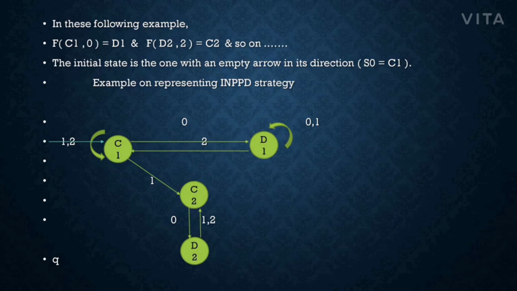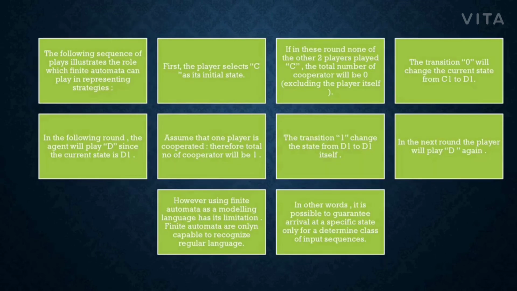In this diagram, C1 is the initial state and it has a self loop for the 1 and 2 transitions. The 0 transition goes from C1 to D1, and there is also a self loop for D1 for the 0, 1 and 2 transitions. There is a 1 transition from C1 to C2, a 0 transition from C2 to D2, and there are 1 and 2 transitions from D2 to C2.